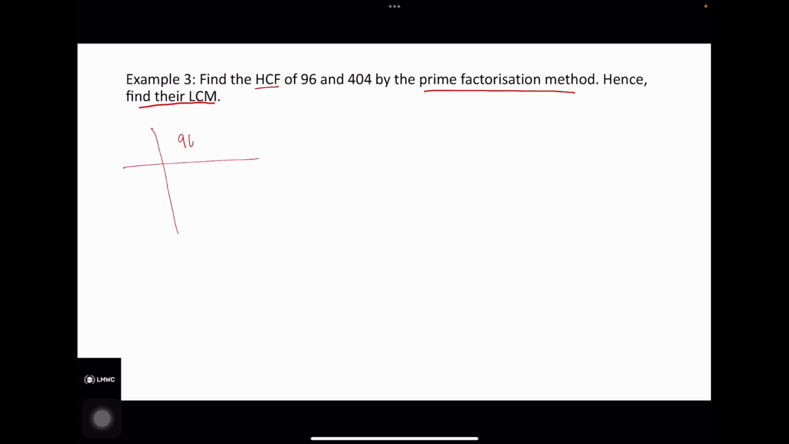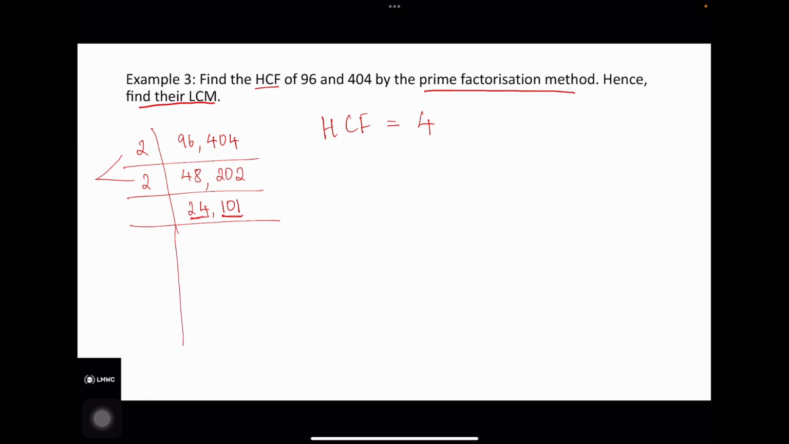So the numbers are 96 and 404. I have to think of the common factors, so definitely it starts with 2. So 2 times 48, 2 times 202. Again, I'm going to start with 2. So 2 times 24 and 2 times 101. Since 24 and 101 do not have common factors, our HCF of 96 and 404 is 2 times 2, which is 4. Now for the LCM, I have to proceed further.